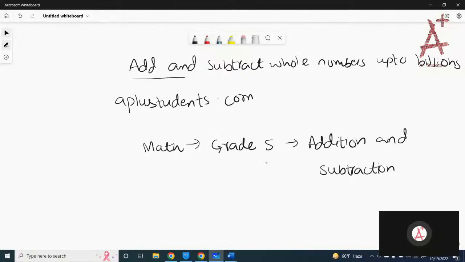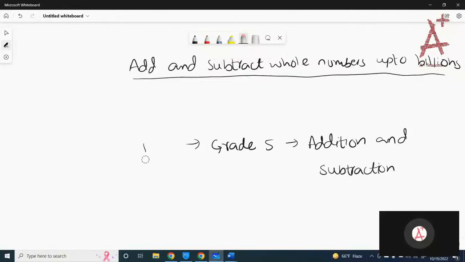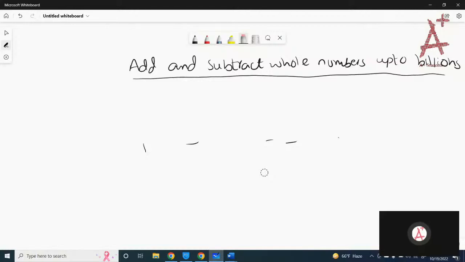So please make sure you have your notebook and pencil so that you can note down important points and important examples in your notebook. Got it? Let's start with the first lesson, that is add and subtract whole numbers up to billions. So let's start with examples.